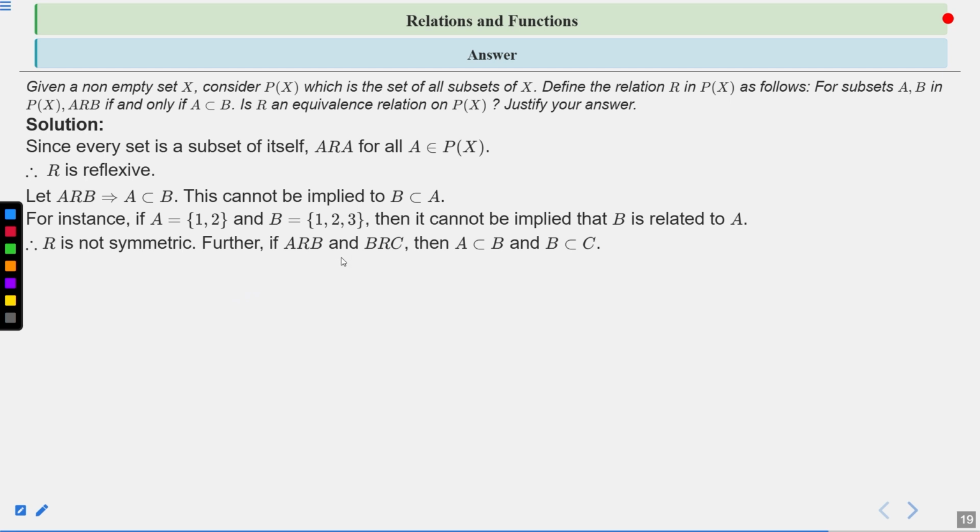Further, if A is related to B and B is related to C, then A must be a subset of B and B must be a subset of C, right? Got it? If A is related to B, that means A is a subset of B, and B is related to C, that means B is a subset of C, right?